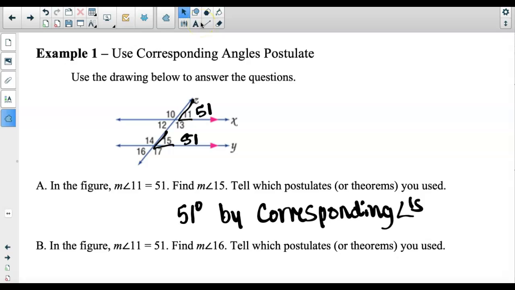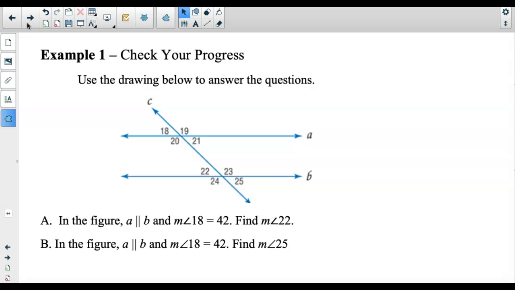All right, so the next one we're going to look at is angle 11 is 51. Find 16. So just erase this. So we have angle 11 is 51 again, and they want us to figure out what 16 is. And these guys are on the outside, and they're on opposite sides of the transversal. So 16 and 11, those would be alternate exterior. Okay, here we have another one. I'd like you to press pause, see if you can figure this one out, and then I'll go over it.